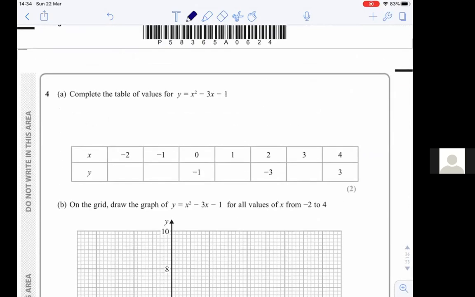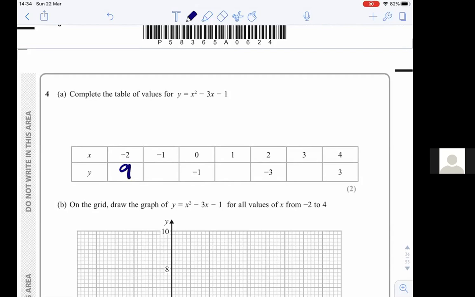Next question. Complete the table of values. Now remember, you can use your calculator to do this, which I'm going to do. Go into mode, table mode, and type in x squared minus 3x minus 1. I want my table to start at -2 and end at 4, and I'm going up in steps of 1. And my table comes out giving me answers of at -2, the value's 9.